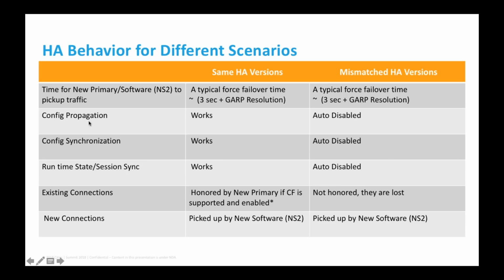between the builds. Config propagation works between HA primary and secondary. Config synchronization works. The state session sync works, and then connection failover is also working properly. If there is a mismatch in HA version, then everything will get auto disabled. Config propagation, config synchronization, and the runtime session sync will get auto disabled. So even if you have connection failover enabled, there are going to be some problems, which we'll see in the next slide.